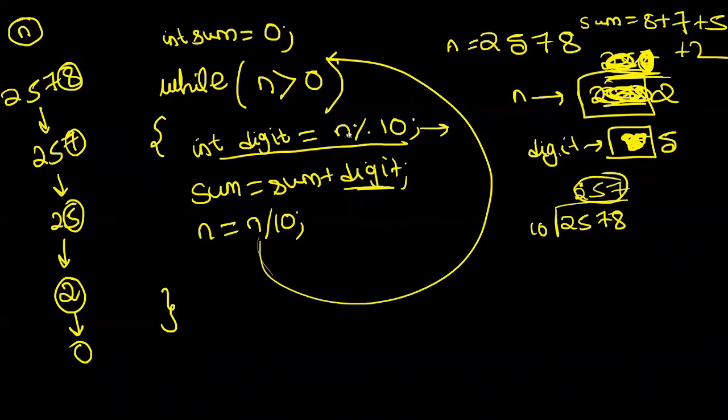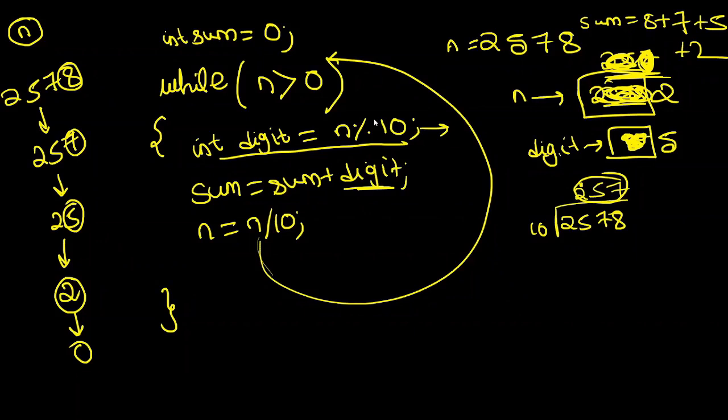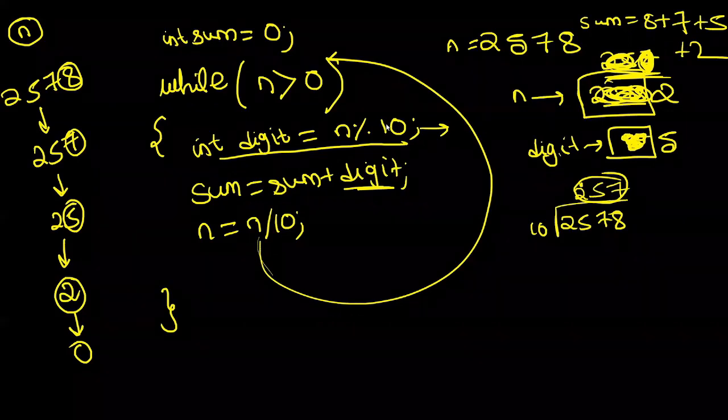No, Aman, 257 by 10 is 25.7 in mathematics. In computer, 257 by 10 is 25, not 25.7, right? It's a floor division. I told this concept in the first or the second lecture itself, right?